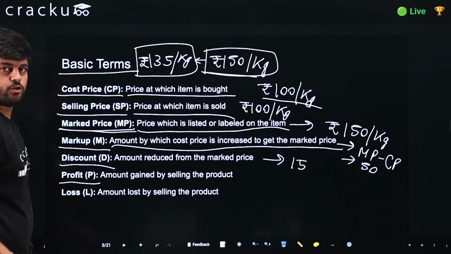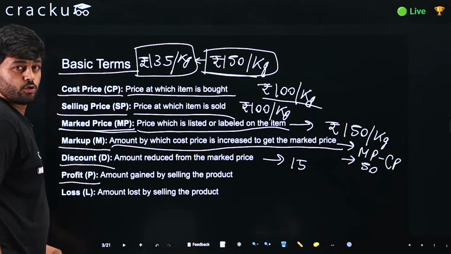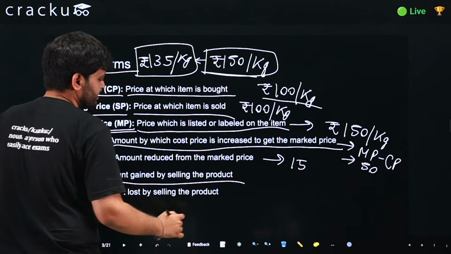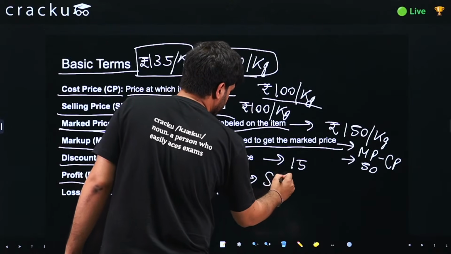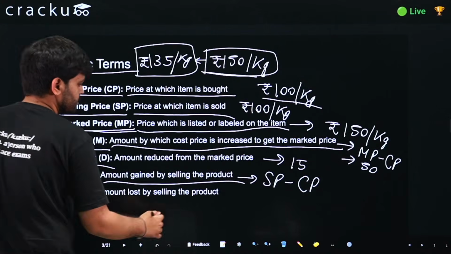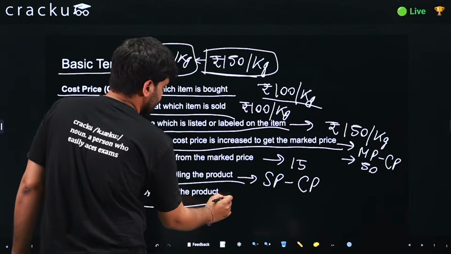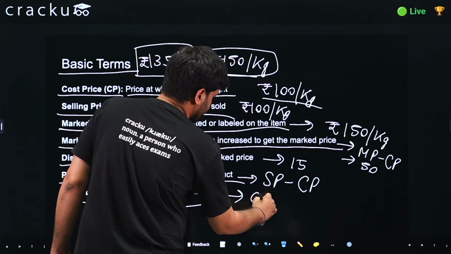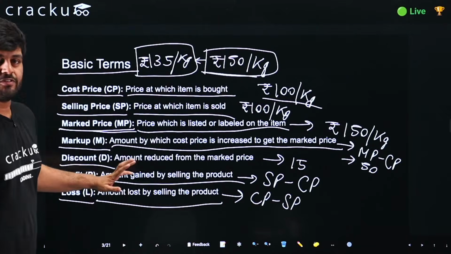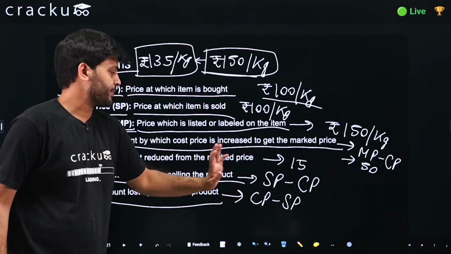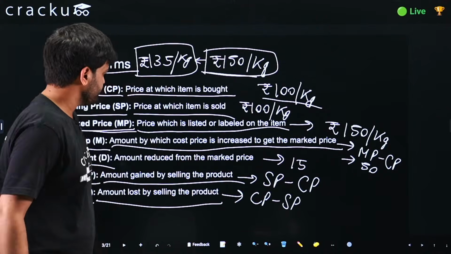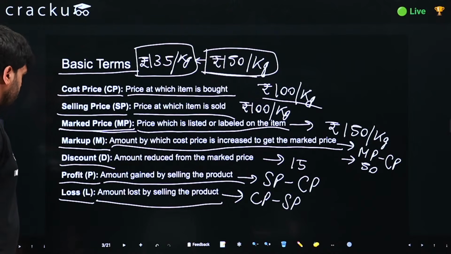Profit, this we already know, we have been studying it since lower standards in school. It is the amount gained by selling the products. Basically, it is selling price SP minus cost price CP. Loss is basically amount lost by selling the product. It is CP minus SP. Now you make profit when your selling price is greater than cost price, and you are in a loss when your selling price is less than cost price. Got it?